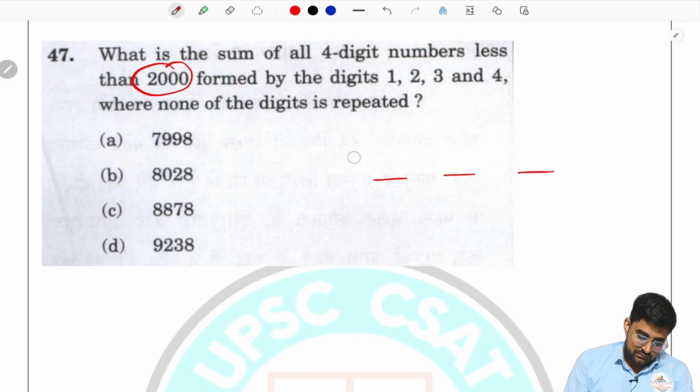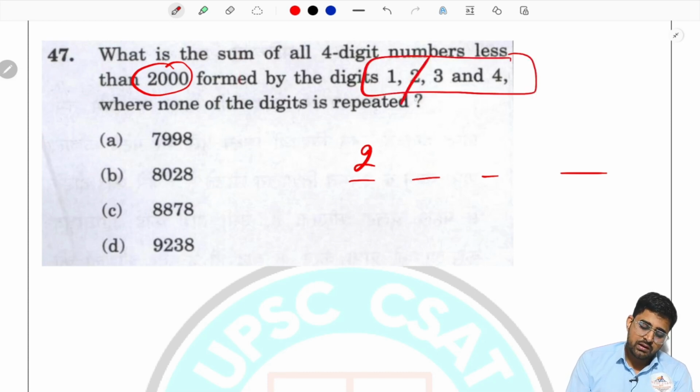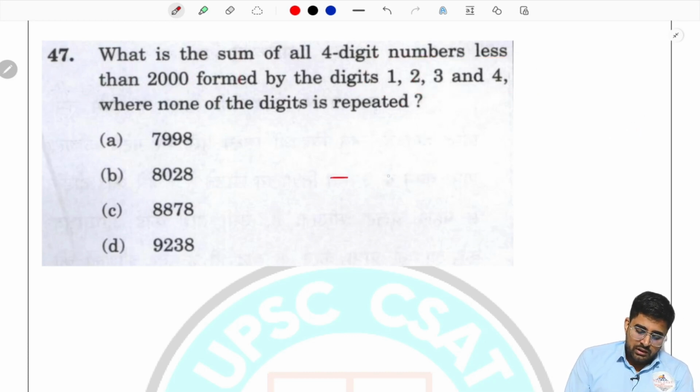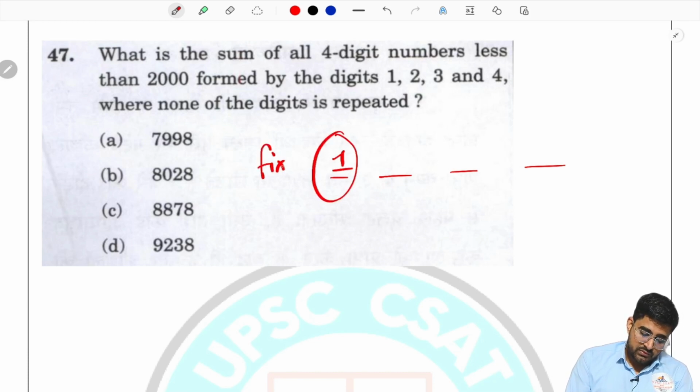I hope you get it. Again, I will repeat. If you put 2 here, whatever value you put, it is higher than 2000, but we have to use only these 4 numbers. 2 is used. Now, if you put 1 here, 3 here, or 4 here, whatever you want to put, it will shoot up past the threshold of 2000. So it means this place is fixed by 1. Okay. Now, we have 2, 3, and 4 in our hands.